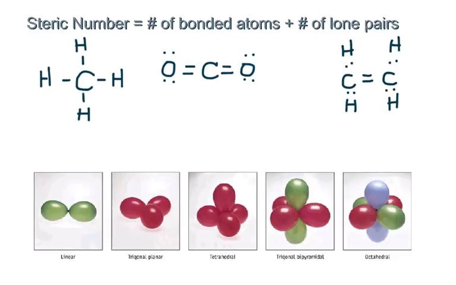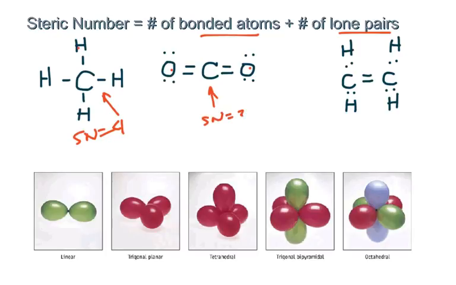So steric number is the number of bonded atoms plus the number of lone pairs. We'll do a couple examples, and usually we only do the central atom because that defines the shape. This carbon has 1, 2, 3, 4 bonded atoms, and there are no lone pairs on that carbon, so it has a steric number of 4. Other people might say it has 4 electron regions, however, I call it steric number. For this carbon, we say it has 2 bonded atoms. The fact they're double bonds makes no difference.